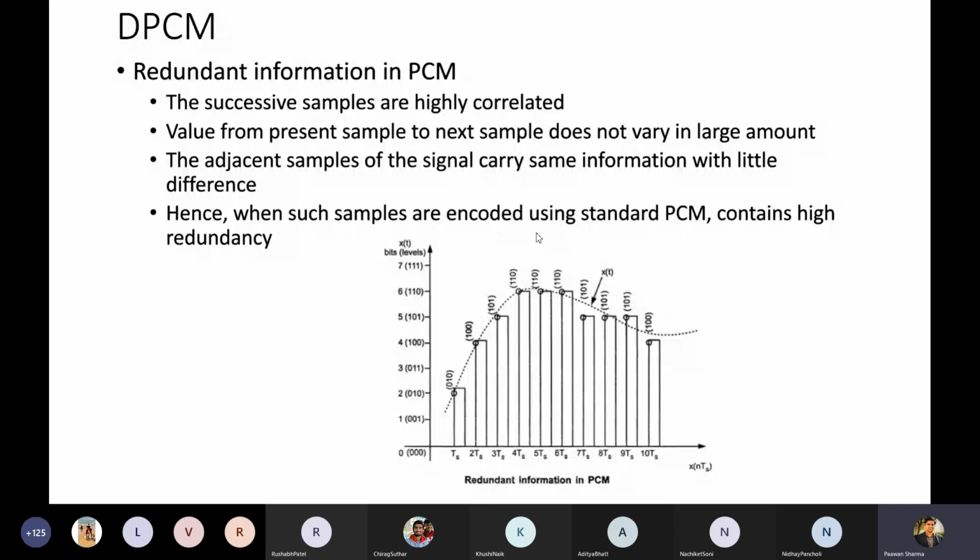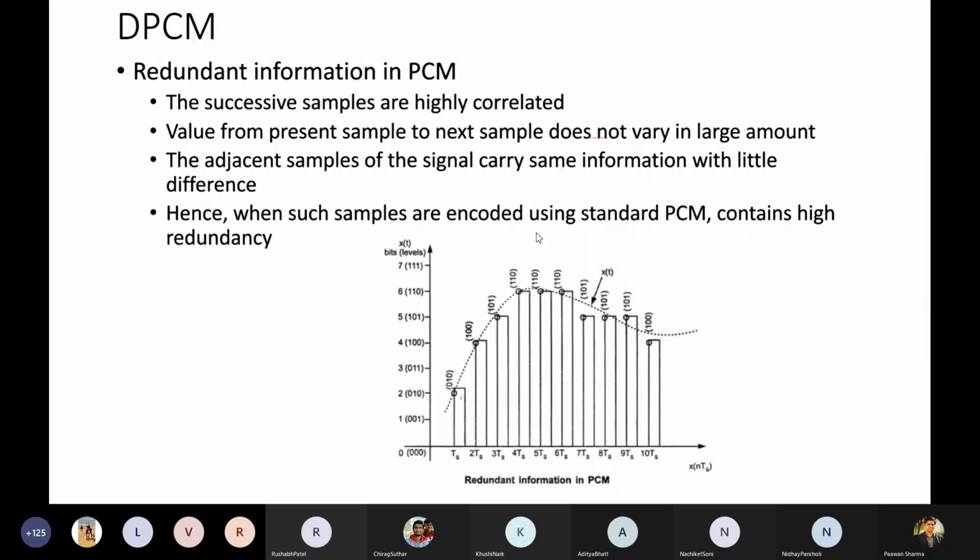Where is the redundant information in PCM? The successive samples are highly correlated. This is highly correlated with this. This is highly correlated with this. Similarly, all the present samples are highly correlated with their previous samples. This value is achieved on the basis of this past value, which means there is some correlation in between. So values from the present sample to the next sample do not vary by a large amount.